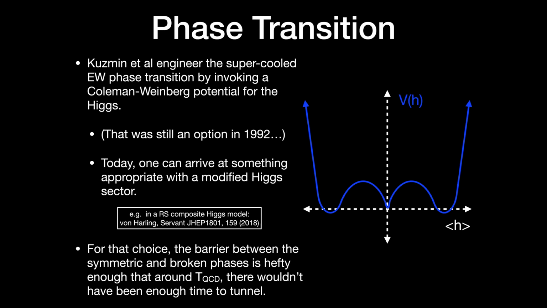The point is they engineer a potential such that the barrier between the symmetric phase where the Higgs vev is zero and the broken phase is big enough that, even at temperatures as low as T_QCD, there hasn't been enough time to tunnel through the barrier. So you've got this really big barrier between where you start off, at a Higgs expectation value of zero, and where you want to end up at low temperatures. You will eventually tunnel there, of course, because it's at lower energy, but you just haven't had time yet. And that persists, so you get stuck in the unbroken phase of the electroweak theory because of what you've done to the Higgs potential.